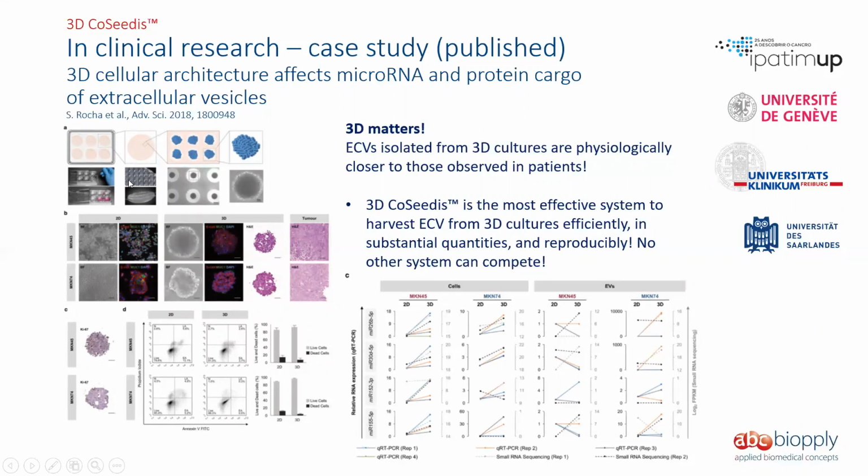For us, the most important part of the work is, however, the recommendation to use 3D CoSeedis as a platform to collect these highly enriched conditioned media. It is possible to grow up to 880 spheroids under the very same condition, meaning that they also produce the same or similar extracellular vesicles that can be collected from one individual well, and therefore gives you the chance to have highly comparable conditioned media.